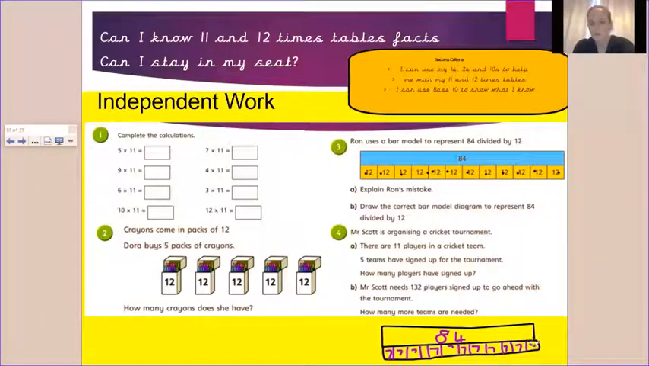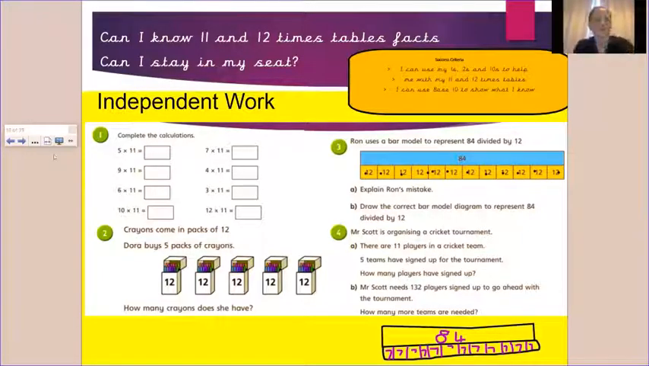It would have also worked if you'd drawn your bar model and you'd drawn 7 equal pieces with 12 in each. Because 84 divided by 12 will equal 7. 84 divided by 7 will equal 12. So the problem is that he had too many 12s here. We need 7 12s to make 84, or we need 12 7s to make 84.